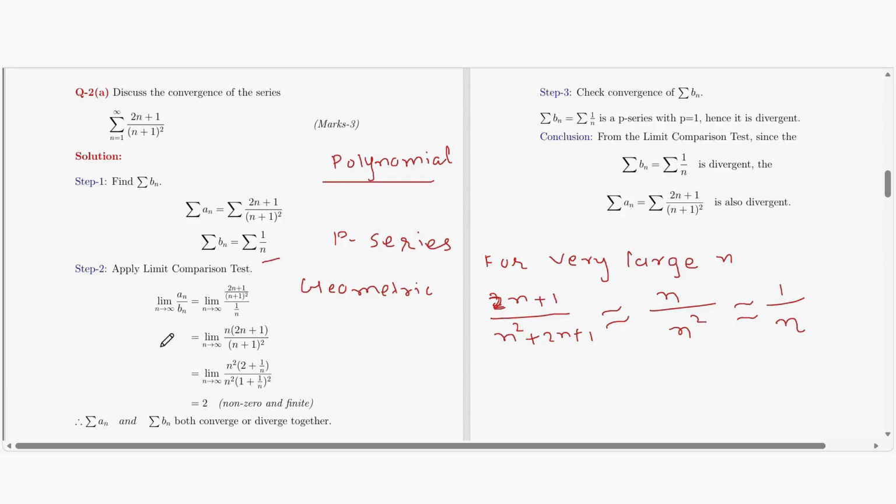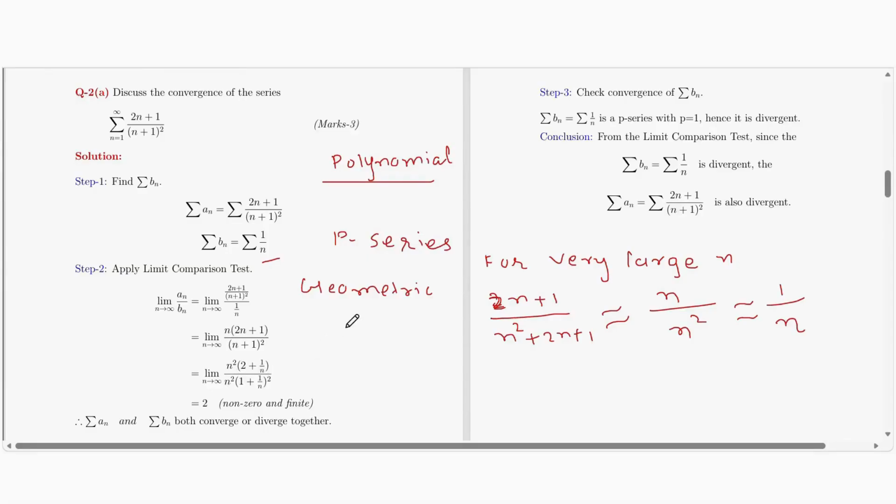Now next step. For the limit comparison test, what do we need? We need to find one limit: limit n tends to infinity an upon bn. Okay, so now find this limit. Limit n tends to infinity, what is my an? (2n plus 1) upon (n plus 1) whole square, and bn is 1 upon n. Now simplify this. Do the cross multiplication. So what do we get? n upon 1, (2n plus 1) upon (n plus 1) whole square.